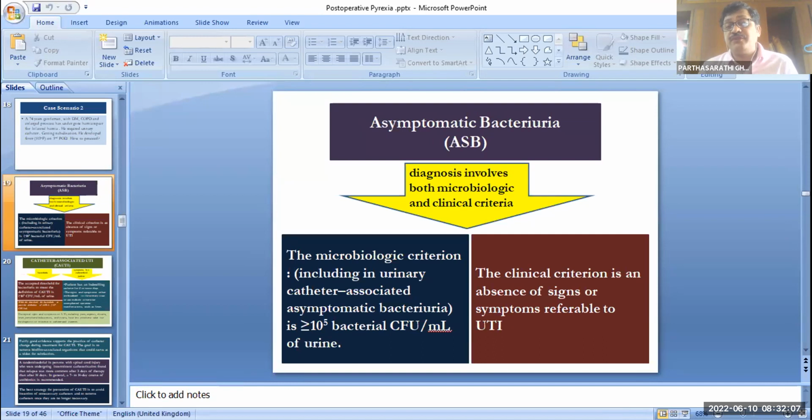Of course, when you are dealing with a catheter-associated UTI, the catheter should be changed. But again, what Sir has emphasized in the last case is that prevention is the best treatment in case of post-operative complications. So you only catheterize the patient where it is absolutely necessary, and try to remove the catheter as early as possible, if possible within 24 hours, right?